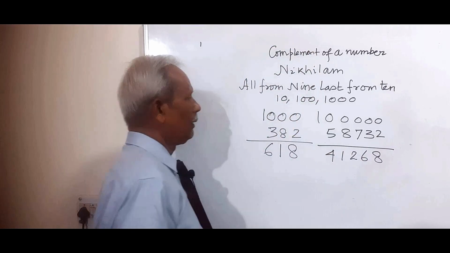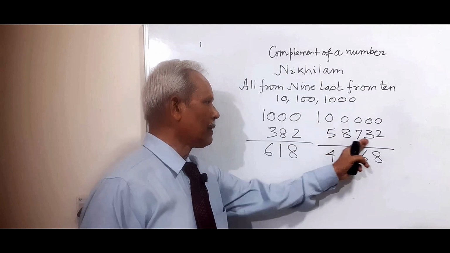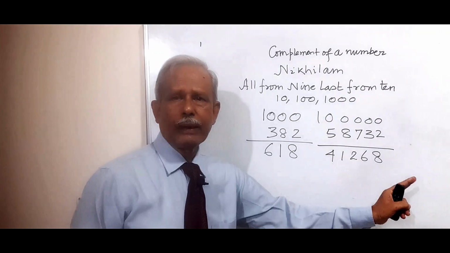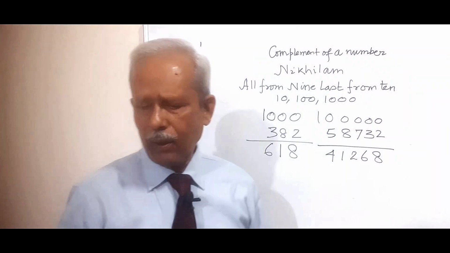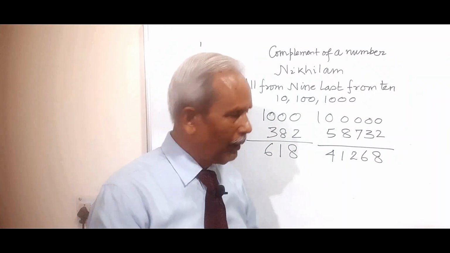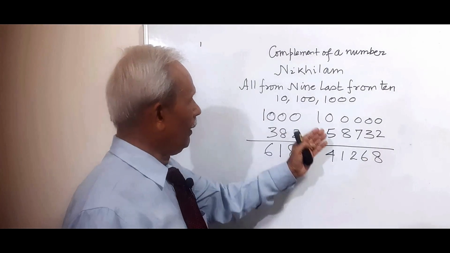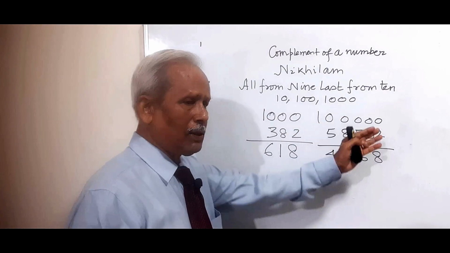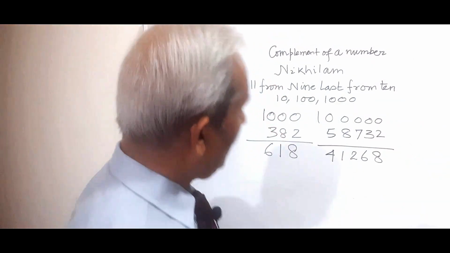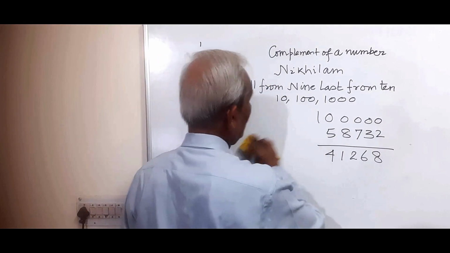That's all. And see, this is the actual subtraction from 1 lakh. 1 lakh minus 5872 is 41268, right? So that's how we can find out the difference of any number from 10, 100, 10,000, 1 lakh, etc. like this.